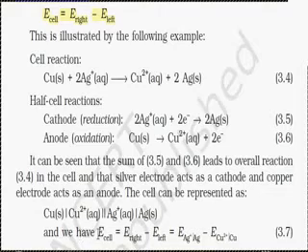Now over here you can calculate E cell, that is E right minus E left. On the right we have Ag, which is the cathode, so we can write E of Ag+|Ag minus E of Cu2+|Cu.